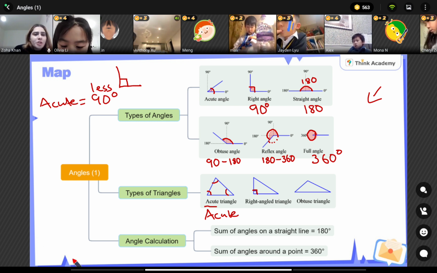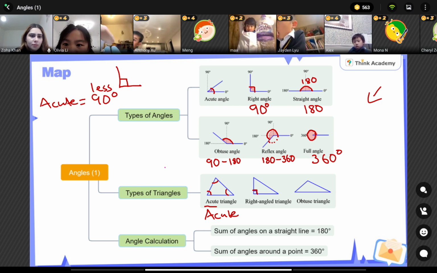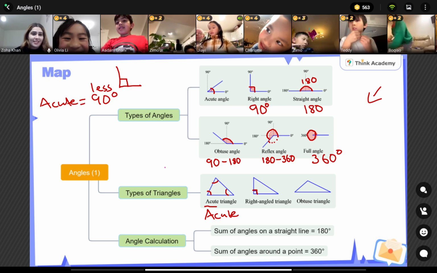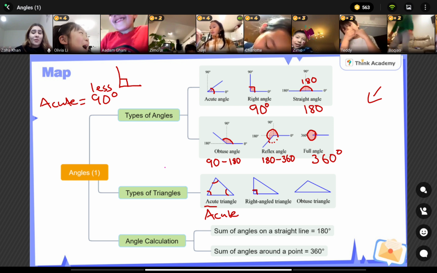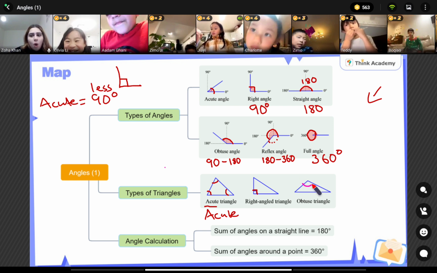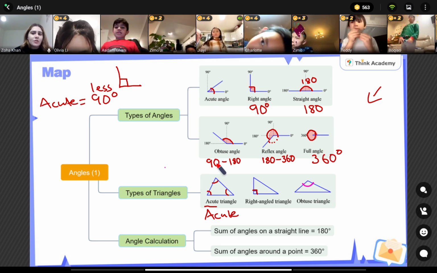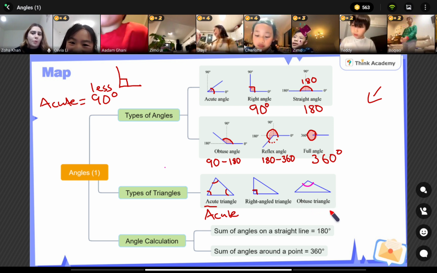And an obtuse triangle. Okay, Jay, what about an obtuse triangle? What does an obtuse triangle have? It has one angle bigger than 90. Yes. One angle bigger than 90. So an obtuse triangle, very well done, is a triangle that has one obtuse angle. And remember, an obtuse angle is an angle bigger than 90 degrees but less than 180. Very well done. So remember, everyone, an obtuse triangle has one obtuse angle.